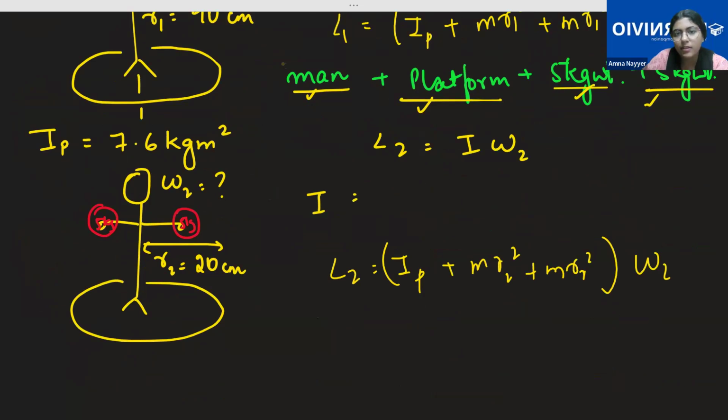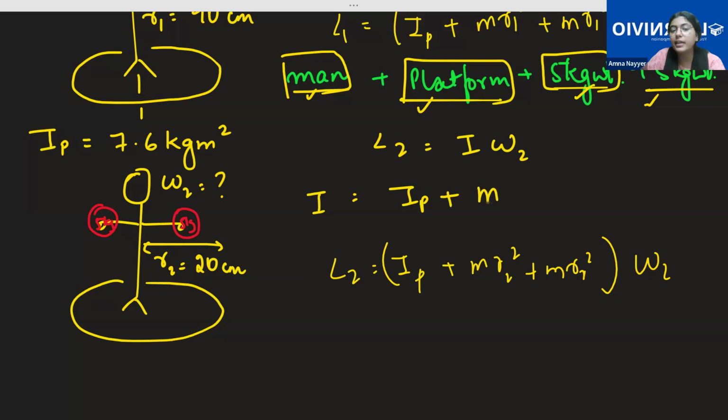Still, we will be considering the man and the platform, so that is I_P plus. For this 5 kg weight it will be m, but the radius has changed, so we take r2 squared, this 20 centimeter. Again for this also we are going to take plus m r2 square. Finally, we get this now.